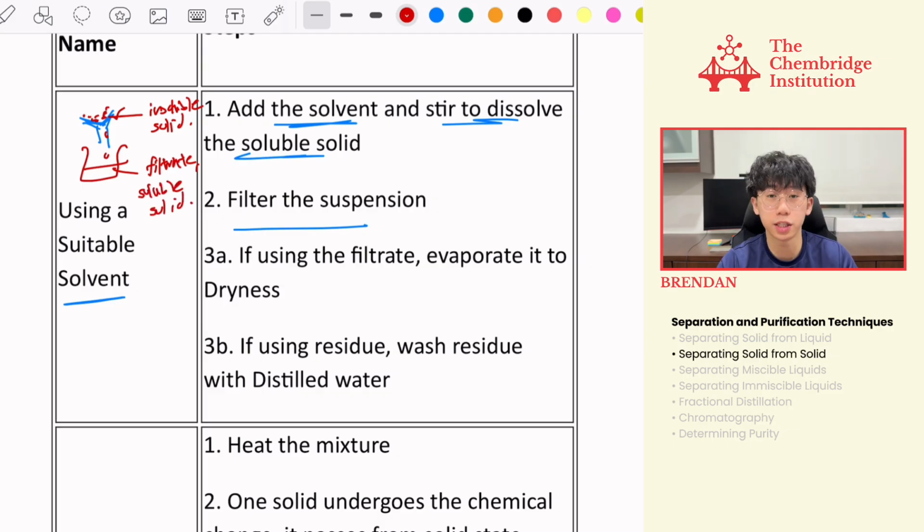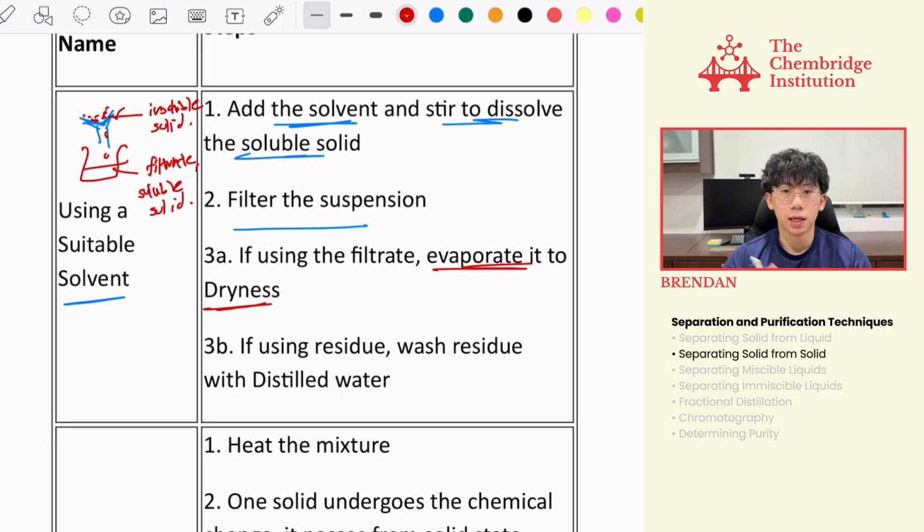Alright, so the solid is actually dissolved inside the solvent and it leaks down. And then what's going to happen after that, you've actually successfully separated out the insoluble solid. We call it solid A, for example, and then solid B is dissolved and leaked into the filtrate. And what's left is you can do evaporation to dryness afterwards to collect your solid from the solvent itself.